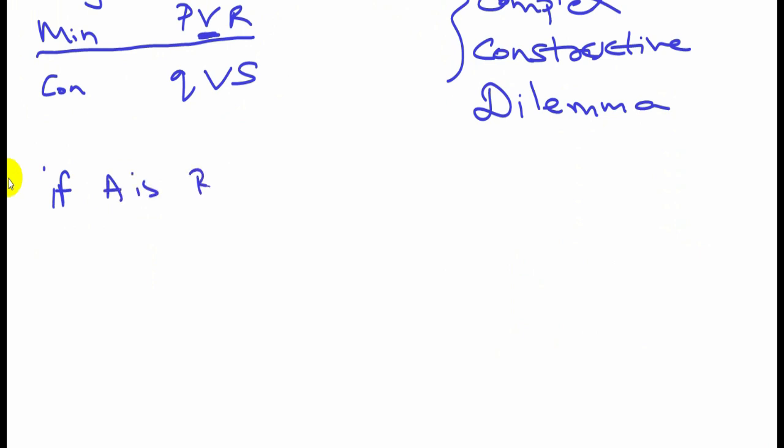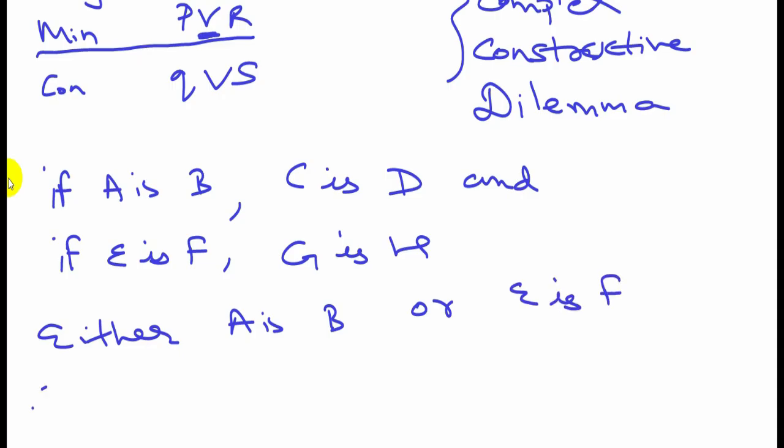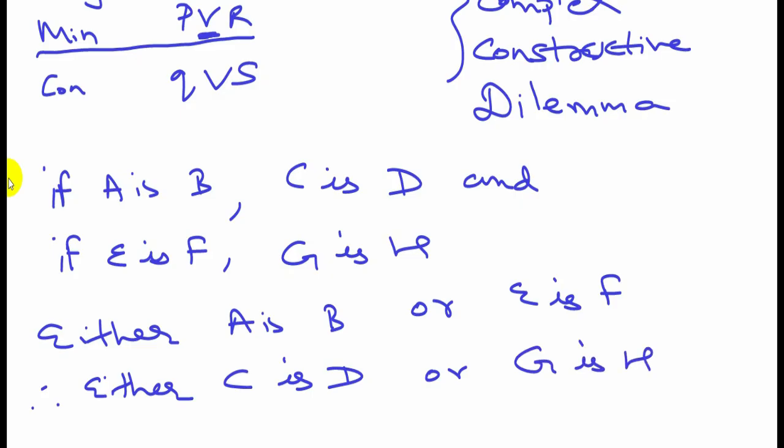If A is B, C is D, this is the first one, and if E is F, G is H. Either A is B or E is F, therefore either C is D or G is H. We can look at it through an example.